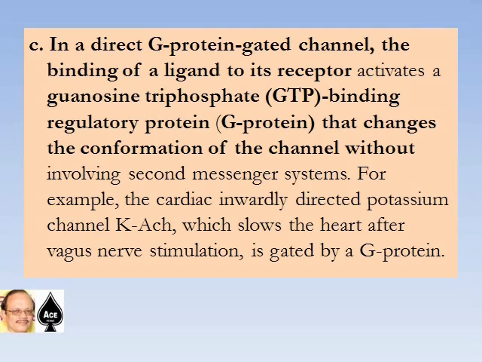In a direct G protein gated channel, the binding of a ligand to its receptor activates a guanosine triphosphate, GTP, binding regulatory protein, G protein, that changes the conformation of the channel without involving a second messenger system. For example, the cardiac inwardly directed potassium channel, K-ACh, which slows the heart after vagus nerve stimulation, is gated by a G protein. The potassium acetylcholine channel is an example of a G protein channel.